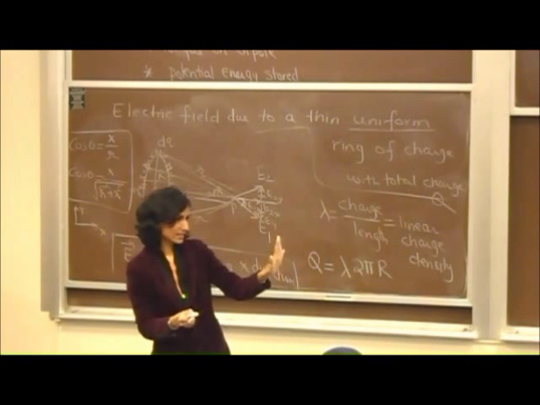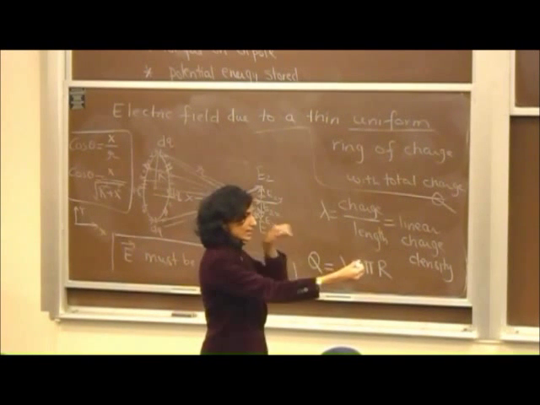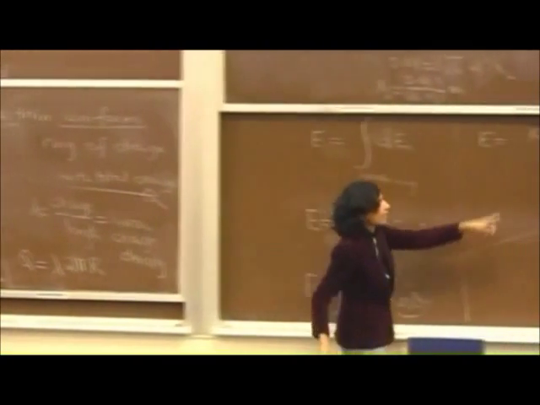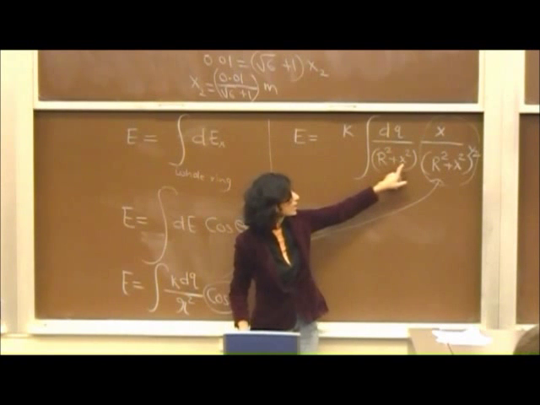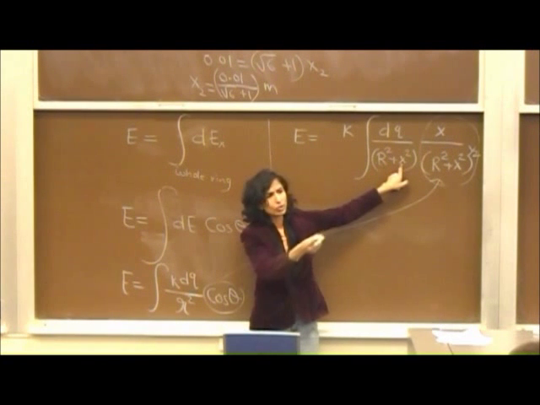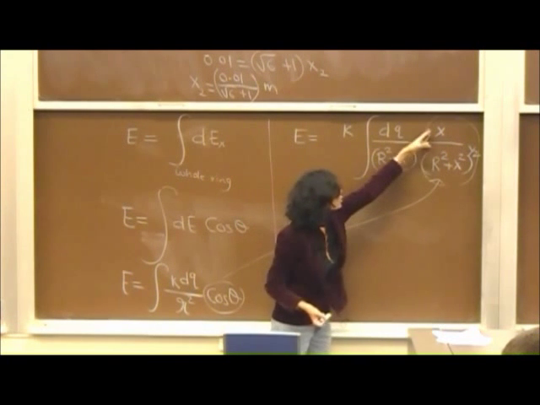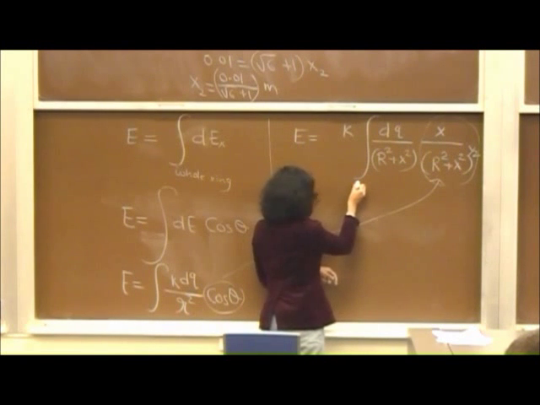You may not see it in this two-dimensional picture that I drew, but just think in your head. You have a ring like this. A point is over there. Do you see every point on the ring is at a distance small r away? So it's not surprising that capital R obviously is fixed because this is the radius of the ring. We are not changing it. Is x fixed also? Yeah, because I told you to find the electric field at a distance x away from the center. So everything is constant here except this dq. We have to do this integral over the whole ring.